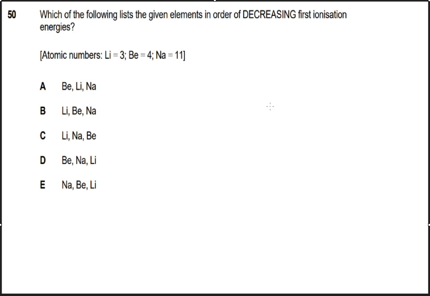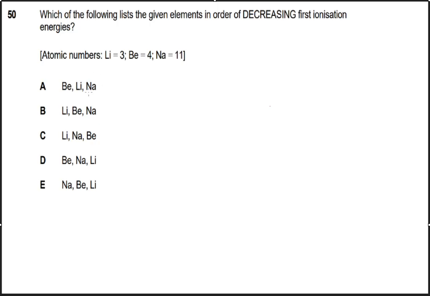So this is chemistry question 50 from IMAT 2022 past paper. So let's solve this question. It says which of the following lists the given elements in order of decreasing first ionization energies. In these five options, they have different orders, and the main elements given are beryllium, lithium, and sodium. One thing we should know is that for IMATs we have to have a brief memorization of the periodic table because we're not provided a periodic table sheet in the IMAT exam.